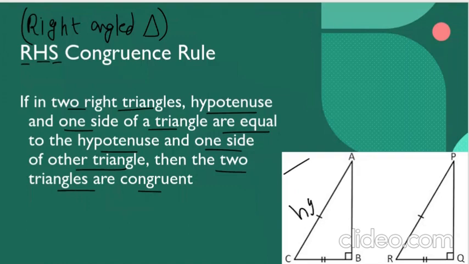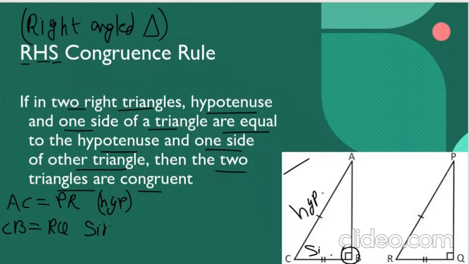This is my hypotenuse. This is my other side, and this is my right angle, isn't it? So what I'm doing here is AC equals PR. That is my hypotenuse, isn't it? Now, next one is CB. CB equals RQ. Correct? That is my other corresponding side.